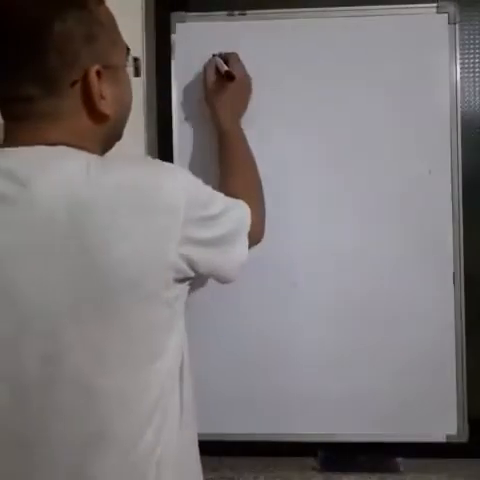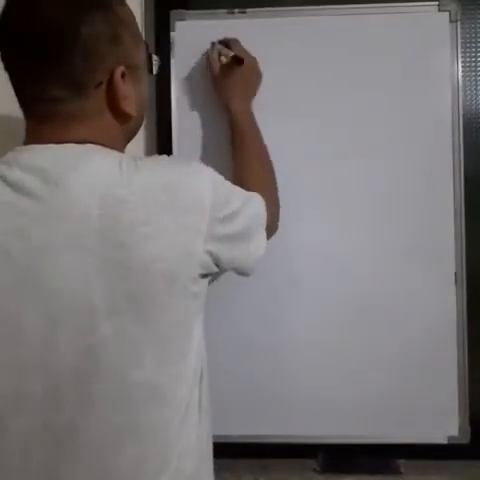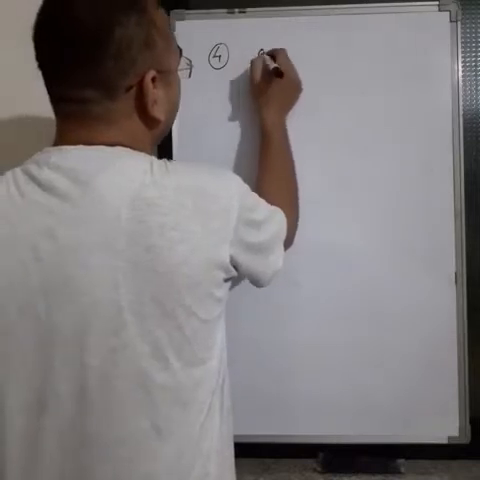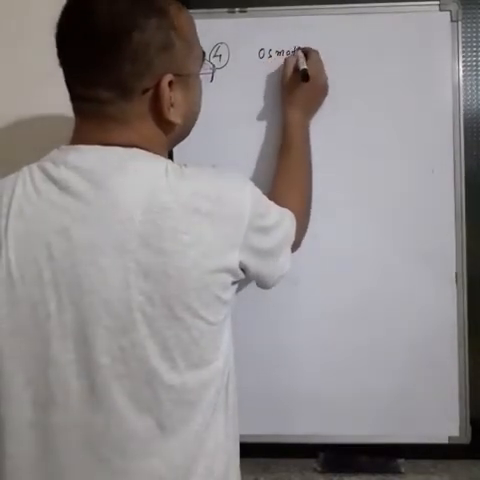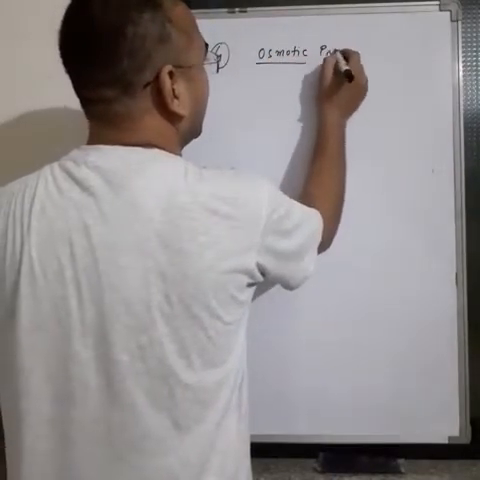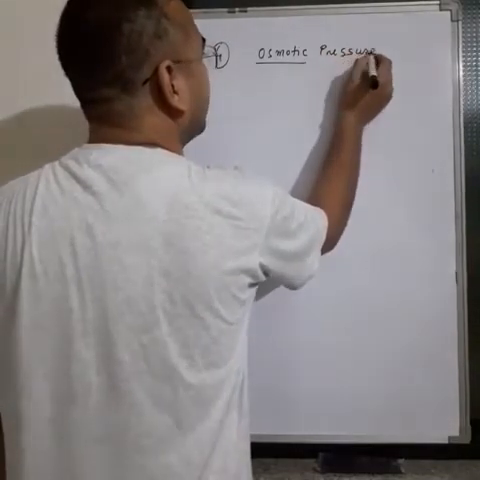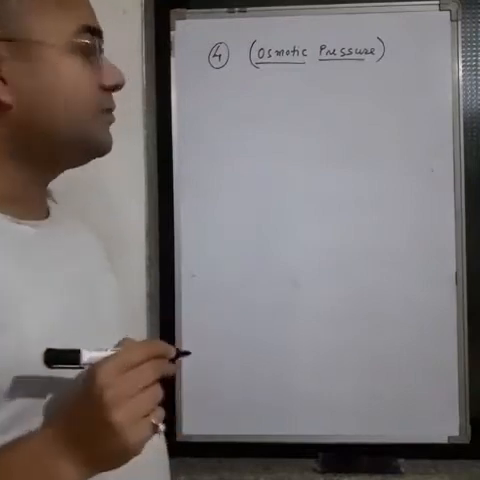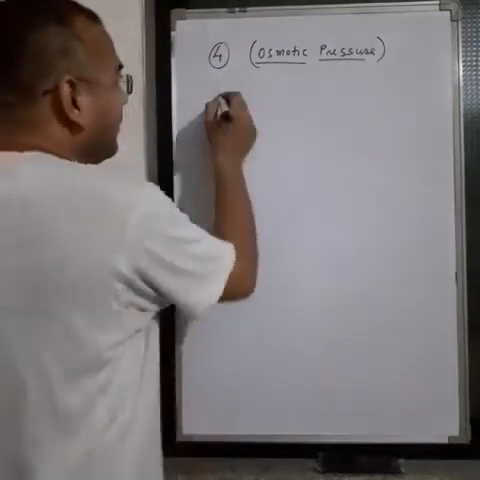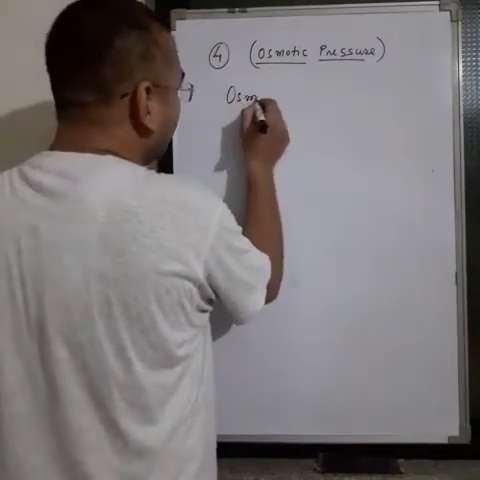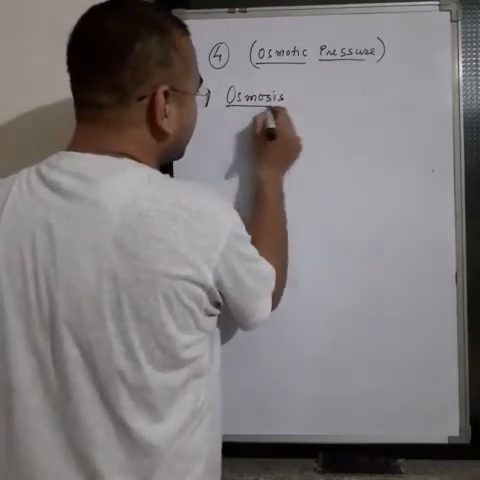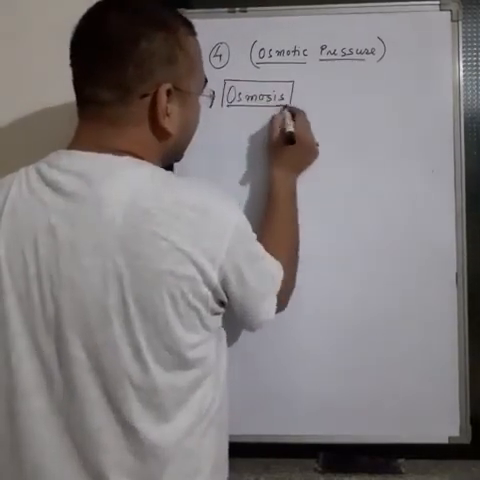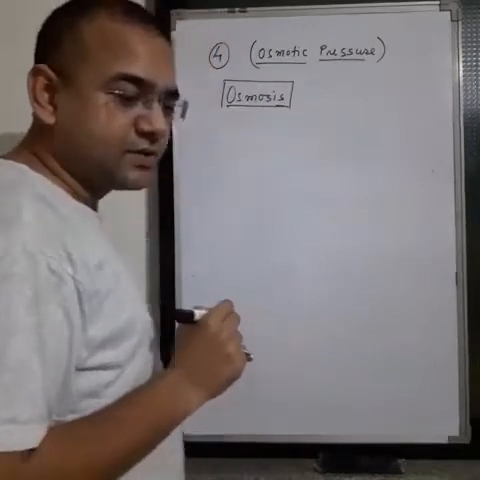Now students, we have to see the fourth colligative property, called osmotic pressure. Before understanding the term osmotic pressure, we have to understand the phenomenon or process called osmosis. See what happens in osmosis.